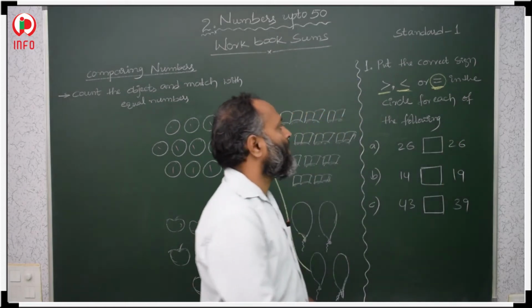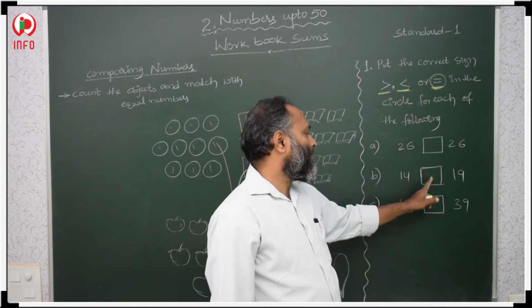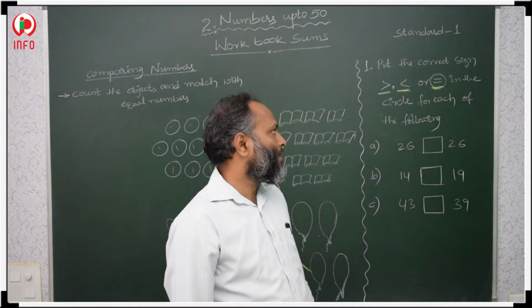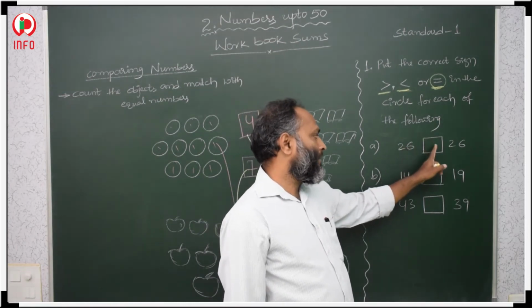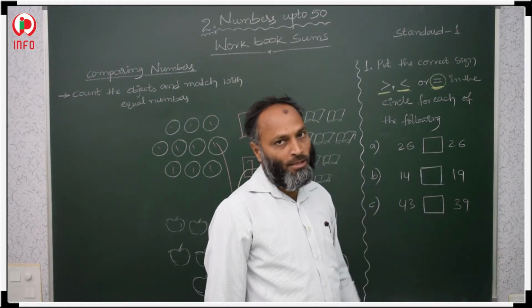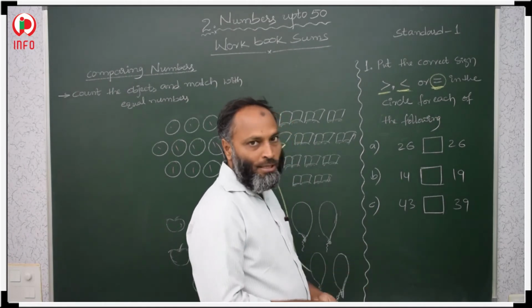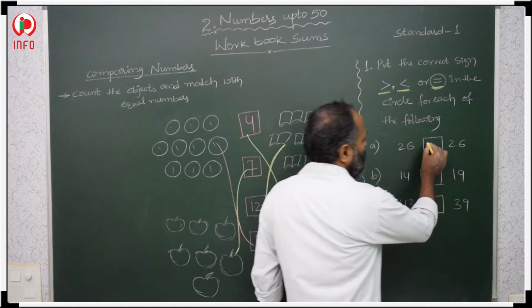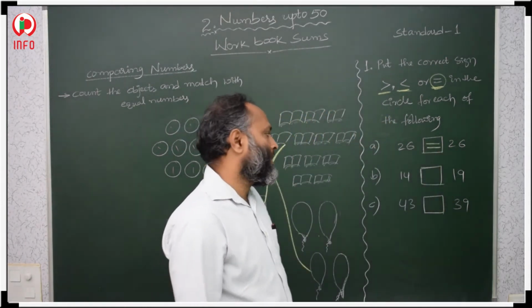Now here we put greater than, less than, and equal to signs in the given boxes or circles. For 26 and 26, both are equal numbers, so we make the equal to sign in between. 26 equals 26.